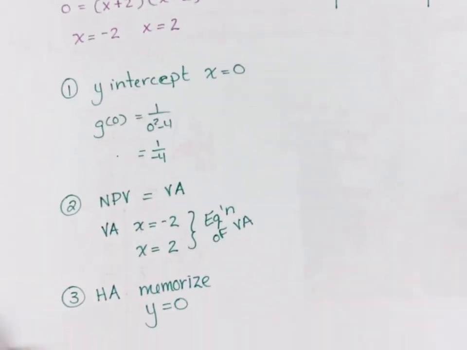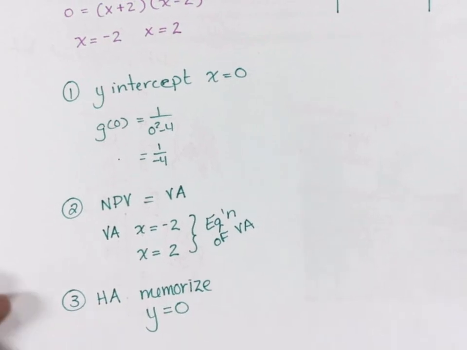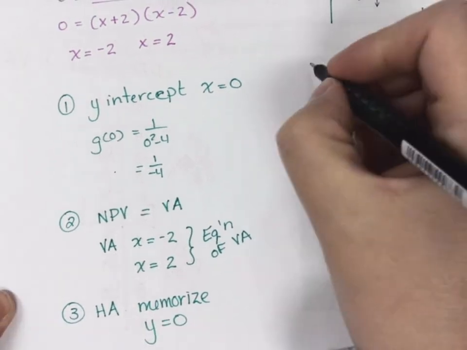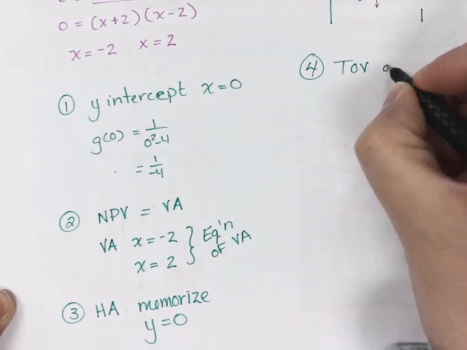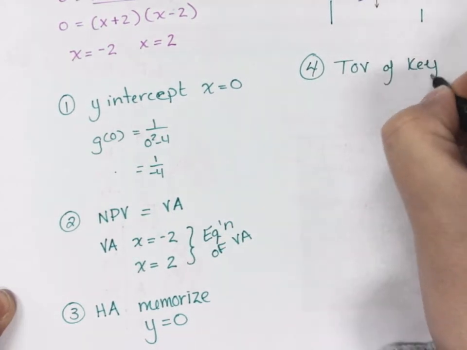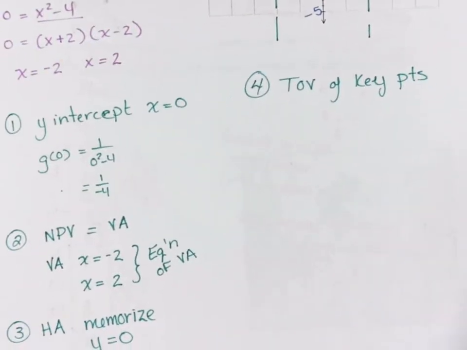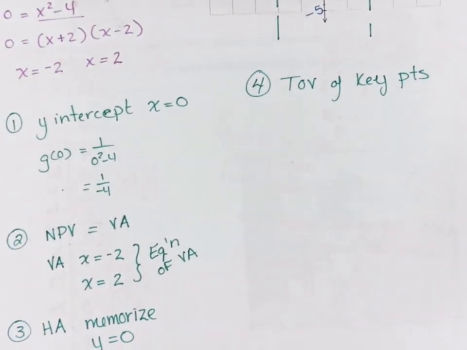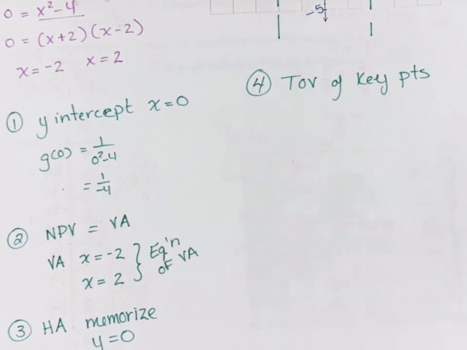Okay, all I did there was say step 3 was horizontal asymptote, memorize y equals 0. Step 4 was a table of values of key points. I love my shorthand. It's terrible, and half the time you're going to go back and look at these notes and say, what does that mean? What does TOV mean? But table of values, we're not in an English class. We don't need to write these things down.